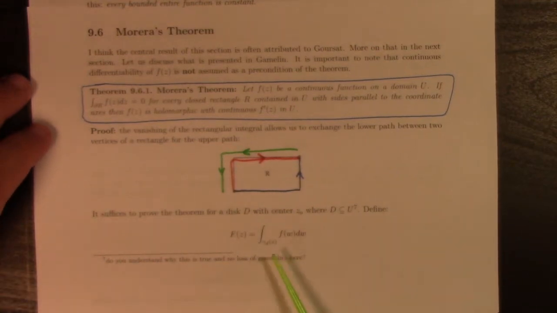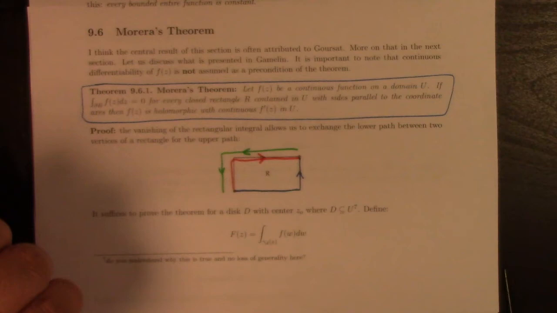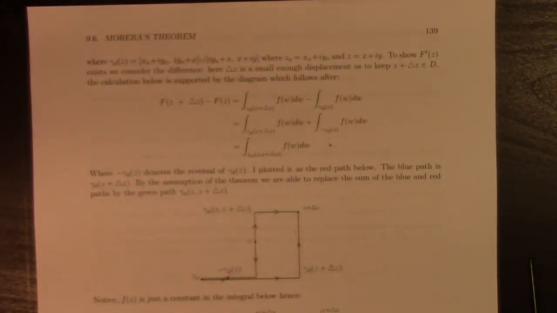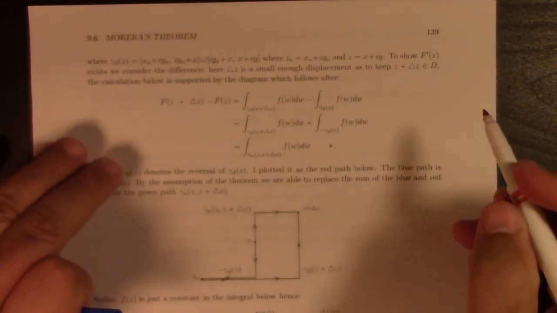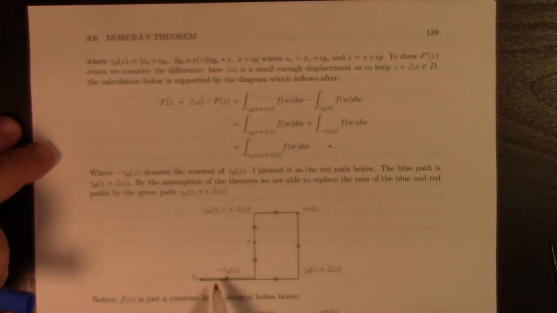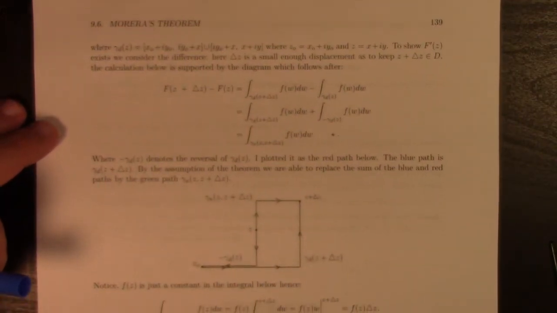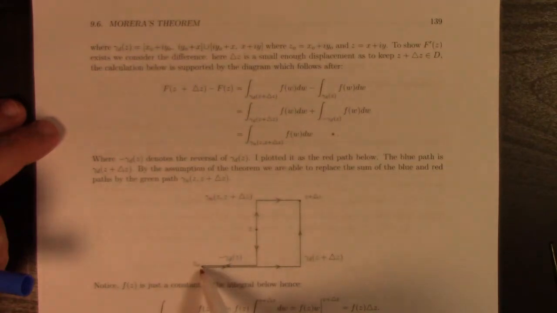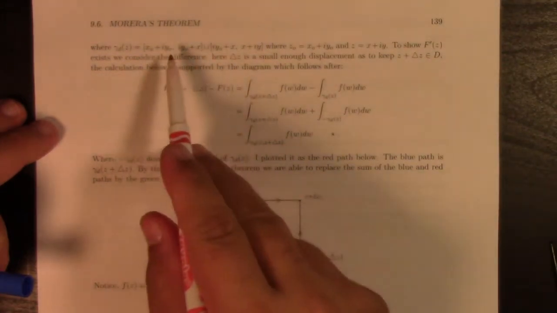All right, so what we're going to do is define f(z) equal to the integral over gamma down of z. Where gamma down of z, let me draw a picture here. So gamma down starts at x naught, y naught, which is here, and it goes to the same y, but at x.